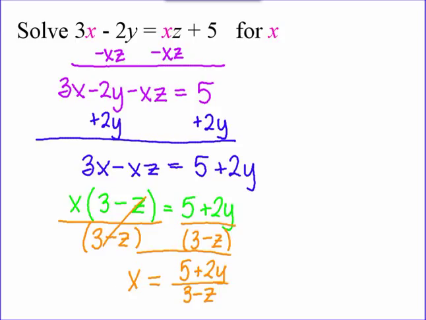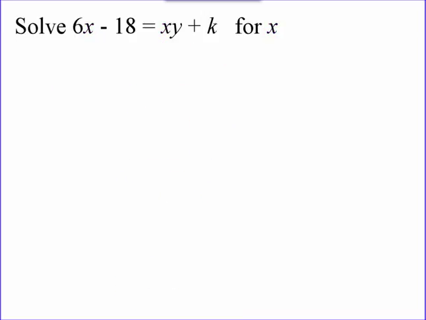Now obviously I can see that we're going to need to look at another one of those. So we're going to go ahead and look through another one right now. 6x minus 18 equals xy plus k. I want you to go ahead and get started. I'm going to give you about 30 seconds to get started. What should you do first? What should you do next? Try to get your variables on one side.